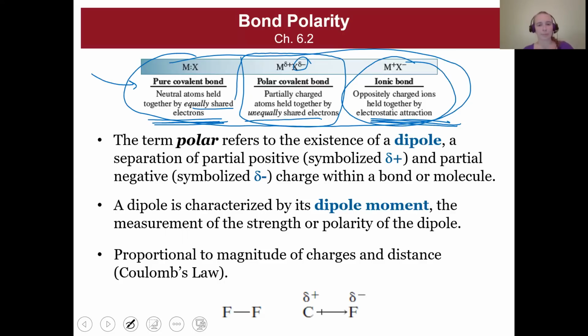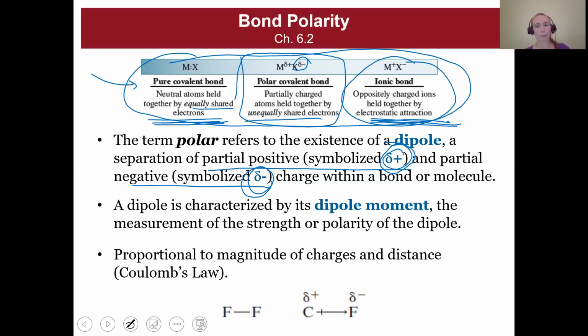and unequal sharing. So the term polar refers to the existence of a dipole. A dipole means there are two different poles, kind of like the Earth. We have the North Pole and the South Pole. In these molecules, we have two poles as well. We have a partial positive pole and a partial negative pole. And the partial charges on the ends of the bond, I should say, are given with this little delta. So delta plus and delta minus for the partial positive and partial negative charges on the atoms on either side of a bond.